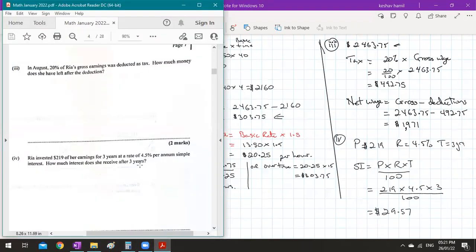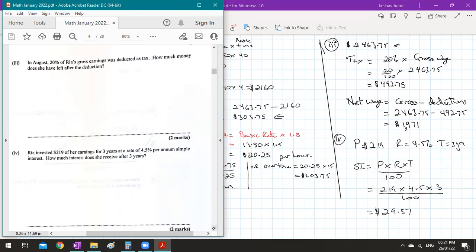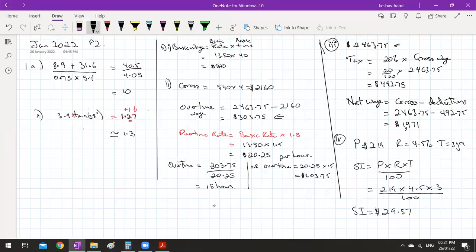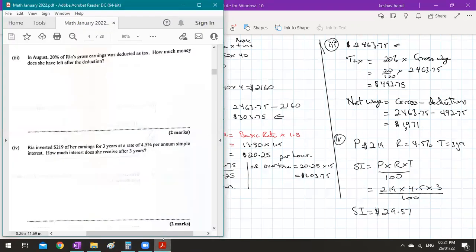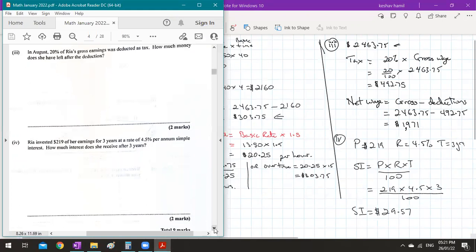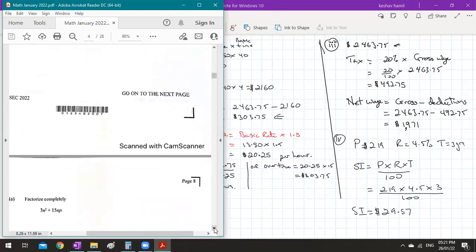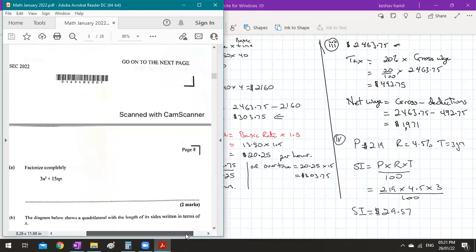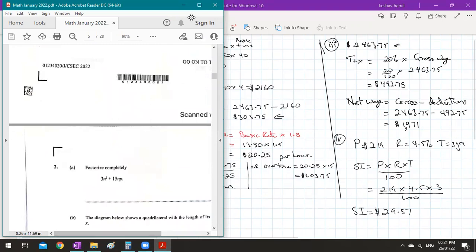If you want to know the interest alone, then they wouldn't ask how much money she invested in total. So that's the answer there, as the interest she would have gained. End of question.